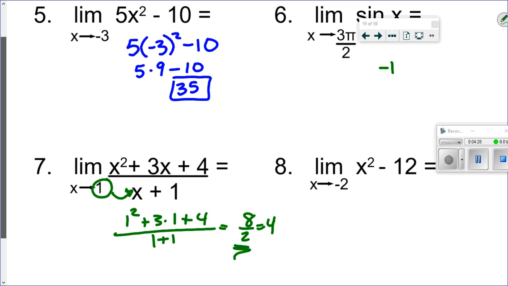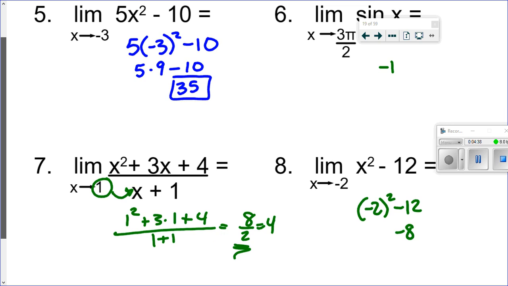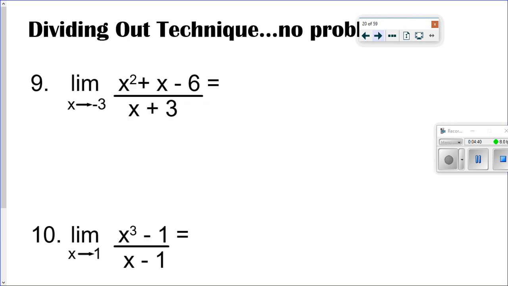That's okay. Then we plug in number 8. We have -2 squared, which is +4, minus 12 is -8. So just direct substitution there is great. Alright, let's look at the next one. The problem in the next one is we cannot plug -3 in because if we plug -3 in, it makes our bottom 0. And we're not allowed to divide by 0, so that doesn't work.